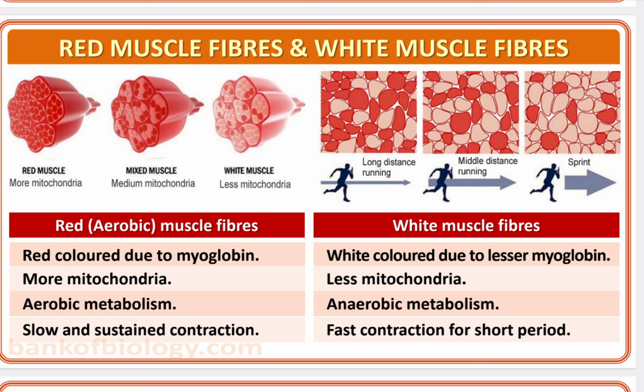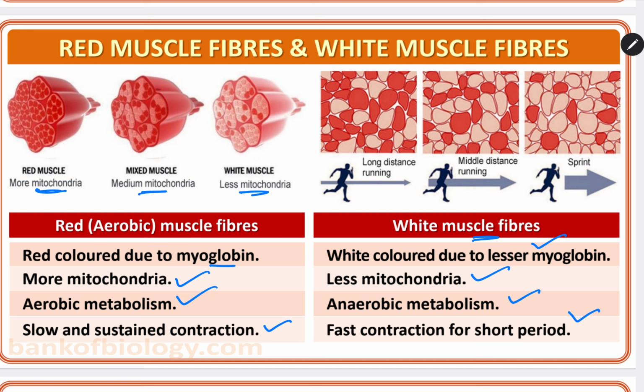Red muscle fibers mean more mitochondria. Mixed means medium mitochondria and white means less mitochondria. Red muscle fiber or aerobic muscle fiber: red color due to myoglobin, more mitochondria, aerobic metabolism and slow and sustained contraction. White muscle fiber: white color due to lesser myoglobin, less mitochondria, anaerobic metabolism, fast contraction for a short period.